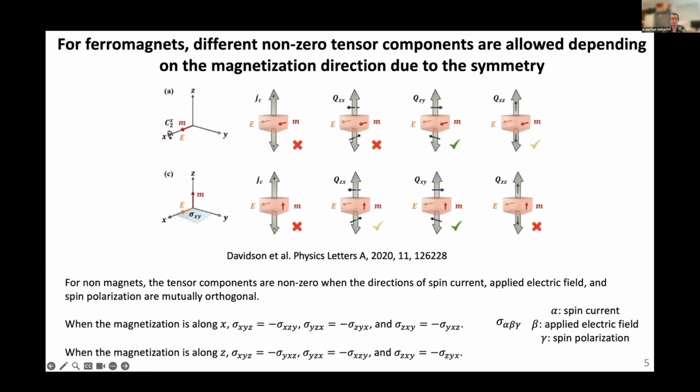And now, for non-magnets, the spin Hall conductivity tensors are non-zero when the directions of spin current, applied electric field, and spin polarization are mutually orthogonal. And those non-zero components have only one single unique value. However, in ferromagnets, since there is lower symmetry, they have more unique values. So basically, we have three unique values in ferromagnets, depending on the magnetization. So I will show you these three unique values, depending on the magnetization direction.